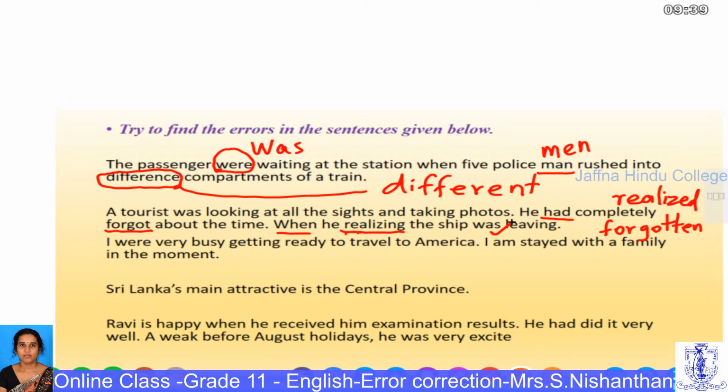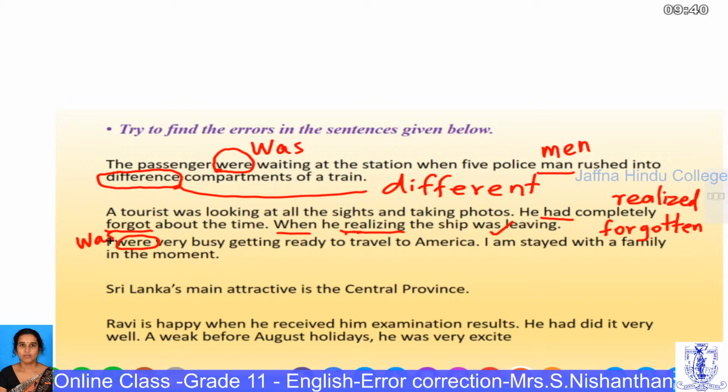Then the next one. I were very busy getting ready to travel to America. Is there any errors in the first sentence? Can you spot them out? I. The subject is I. I think there's an error in subject verb agreement. I, not were. I was very busy getting ready to travel to America.